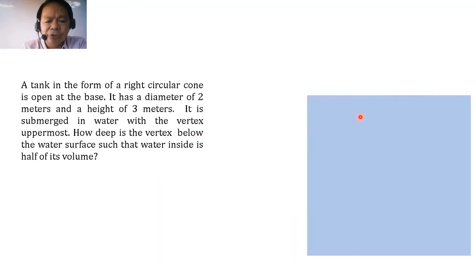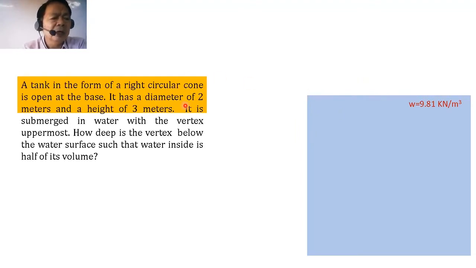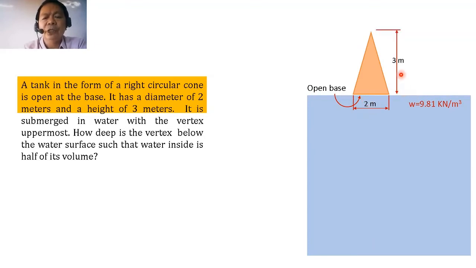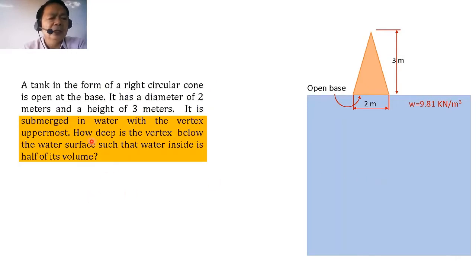To understand this more easily, let us illustrate again. We have here a liquid, and a right circular cone with a diameter of 2 meters and a height of 3 meters. Let us show the right circular cone. This is its diameter. It is open at the base, having a diameter of 2 meters and a height equal to 3 meters. Now it will be submerged, with the vertex uppermost.